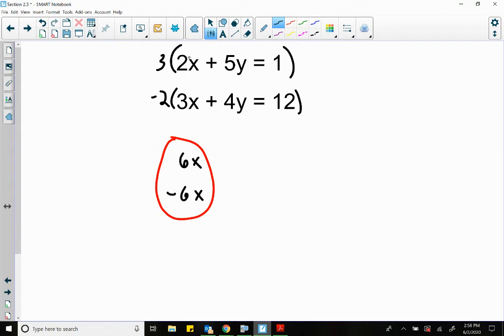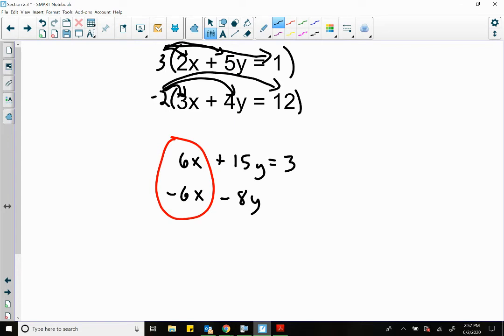So let's do some stuff. So 3 times 2, that's 6x. 3 times 5 gives us 15y. And 3 times 1 is 3. So there's our new top equation. Our bottom equation, negative 2 times 3x is negative 6x. We knew that. Negative 2 times 4y is negative 8y. And negative 2 times 12 gives us negative 24. And now we're ready for step 2, because now the goal is met.